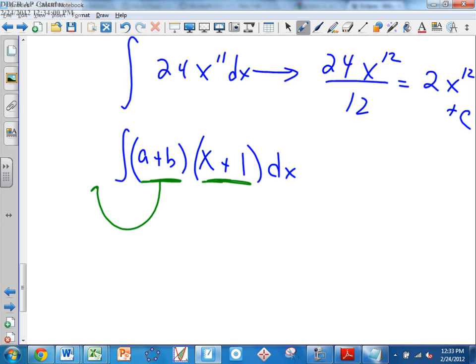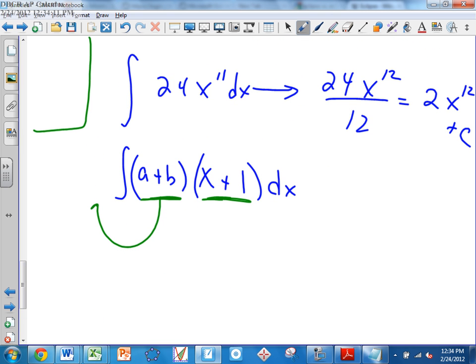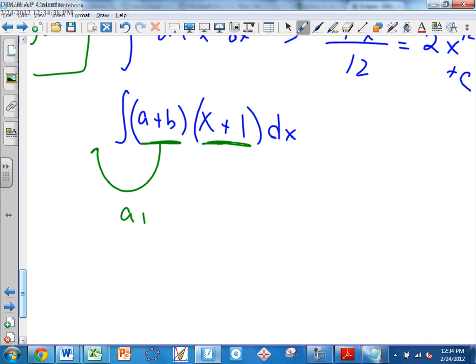Because if you think about it this way, when we took the derivative of a constant times a function, the constant always gets carried down. We took the derivative of that, and y prime equals 5 times 2x, because the derivative of x squared is 2x. So did the 5 really do anything? It just got carried down. So if you have some constant and you're going to take the integral, it's just going to get carried down anyway. So you could think of this as a plus b times the integral of x plus 1 dx.